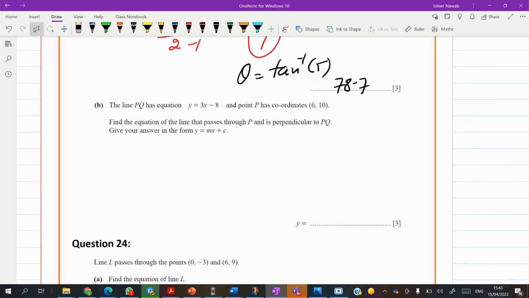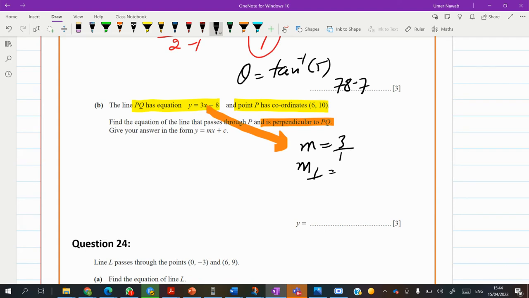Now next is the line PQ. The line PQ has this equation and it has the coordinates (6, 10). Find the equation of a line passing through P and perpendicular to the line PQ. So perpendicular to the line PQ, guys, first, what is the gradient of this line? The gradient of this line is 3. I'll write the perpendicular gradient, which should be minus 1 over 3. It is passing through P.